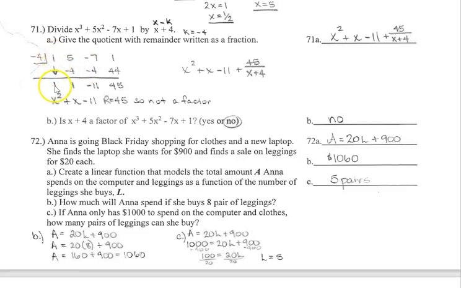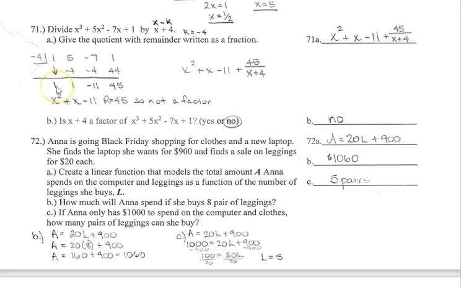So we're going to bring that 1 straight down. 1 times -4 would be -4. 5 and -4 would be 1. 1 times -4 is -4. -7 and -4 is -11. -11 times -4 is +44. 1 and 44 gives us 45.